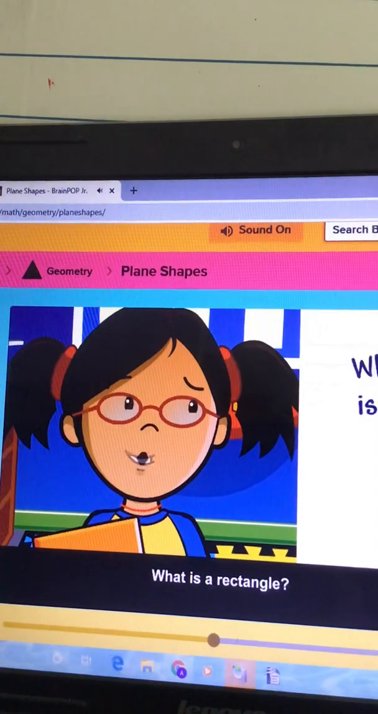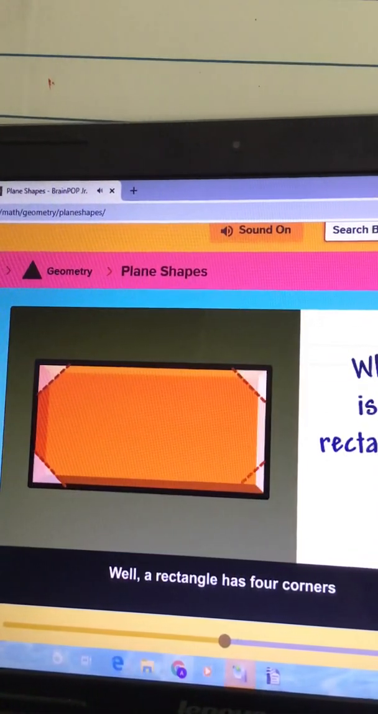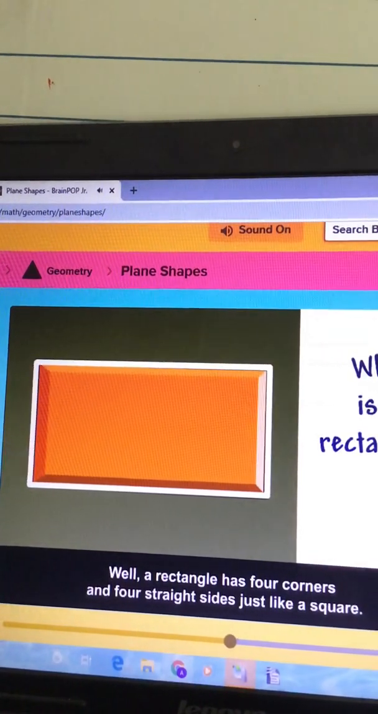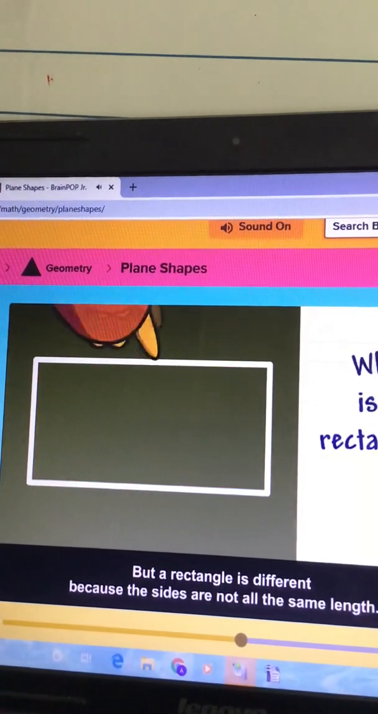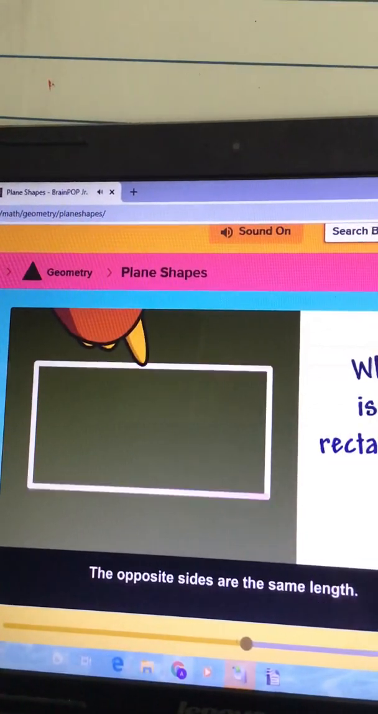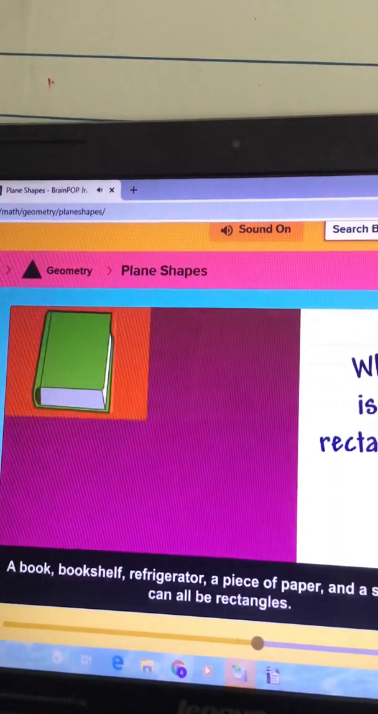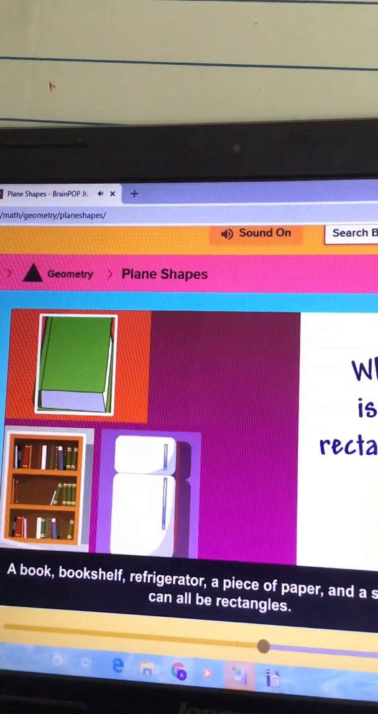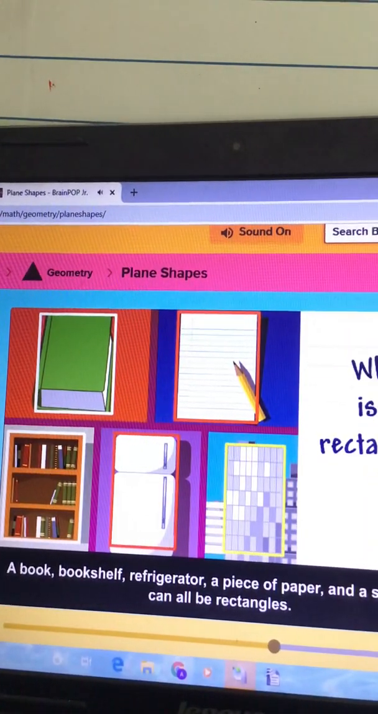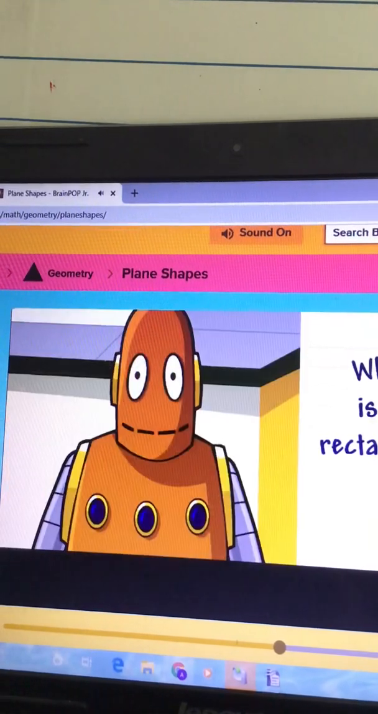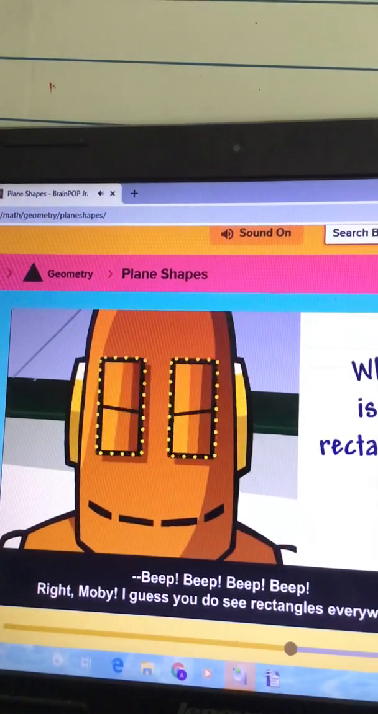What is a rectangle? Well, a rectangle has 4 corners and 4 straight sides, just like a square. But a rectangle is different because the sides are not all the same length. The opposite sides are the same length. A book, bookshelf, refrigerator, a piece of paper, and a skyscraper can all be rectangles. Right, Moby. I guess you do see rectangles everywhere.